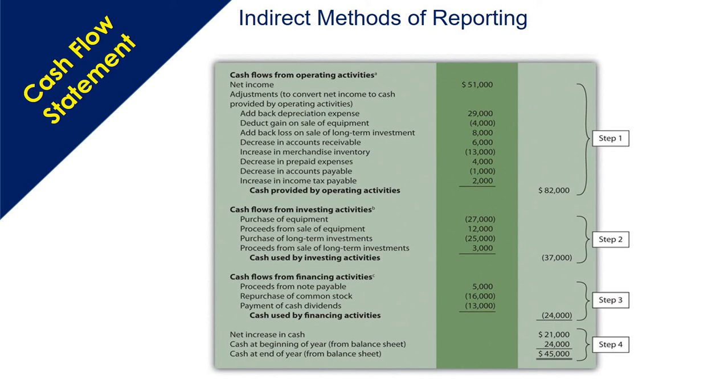In the case of the indirect method, we started with net income. Then we add back depreciation, subtract the gain on sale of equipment, and add back the loss on sale of long-term investments. Just check on this. In cash flows from investing activities, the purchase of equipment is going out, so it is negative. Then proceeds from the sale of equipment are positive because we are getting money by selling. In cash flow from financing activities, you can see proceeds from notes payable, repurchase of common stock, and payment of cash dividends. And finally, the net cash and cash at the end of the year. This is the amount of cash we have.